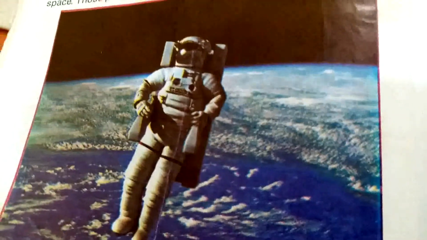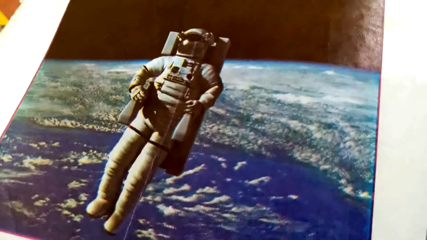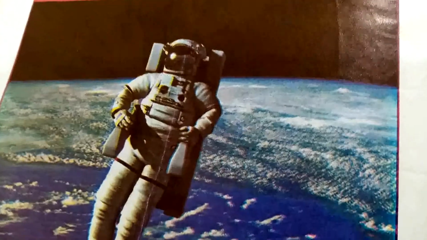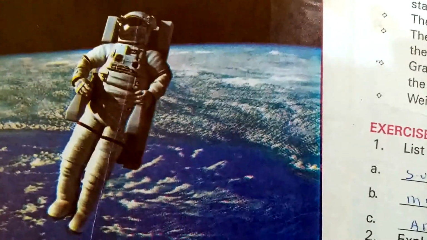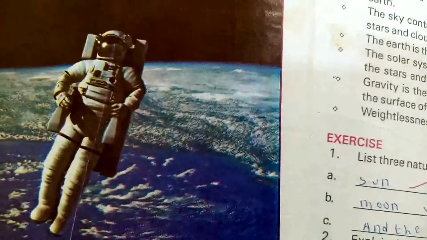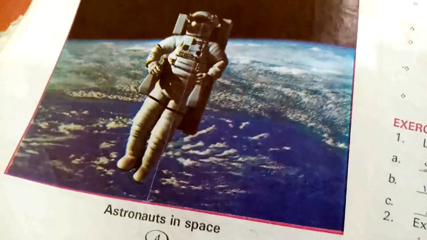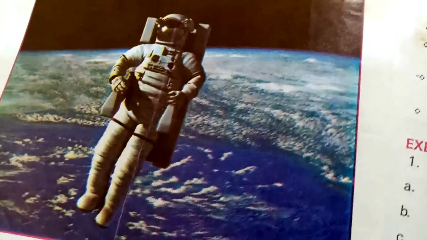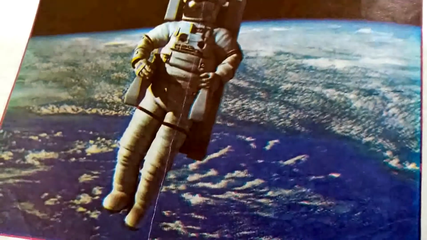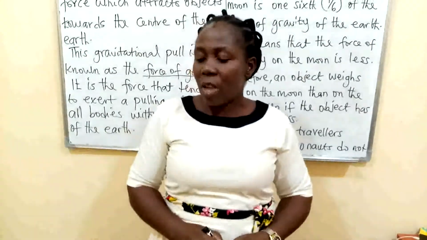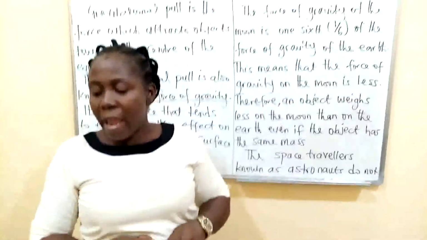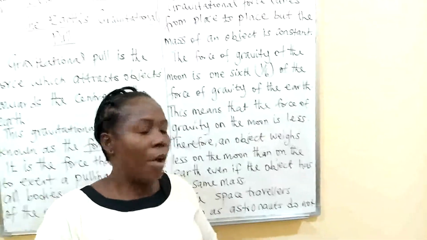Here is an astronaut in space. As you can see in the picture, it is as if the person is floating. That is because the force of gravity there is less. And remember I have said that they put on heavy clothing. This is to enable them stand. If you ask, a space traveler is called dash. What would be your answer? A space traveler is called an astronaut. That's for one. If it is more than one, it is astronauts. Now these space travelers wear heavy jackets or clothing to enable them walk on the moon.